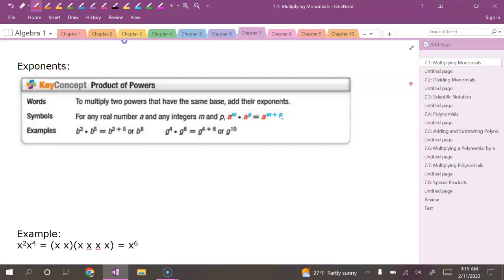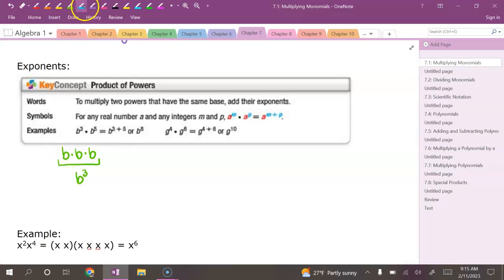If I have something like in these examples, b to the 3rd times b to the 5th, what they're saying that we can do is look at those exponents 3 and 5, and we can actually just add them together to get 8. Now, if you're not really sure how they got that, if you think about what b to the 3rd means, it means that you're taking b times itself 3 times. So you're taking b times b times b. This is b to the 3rd.